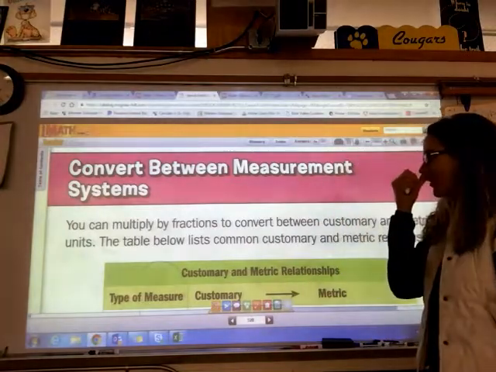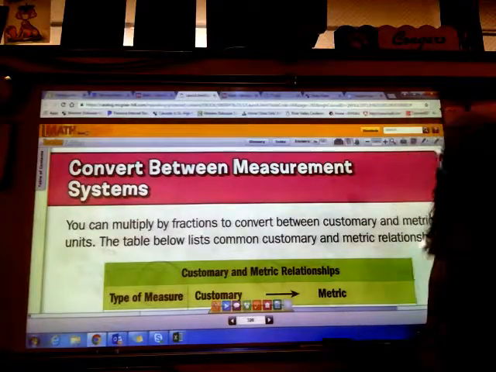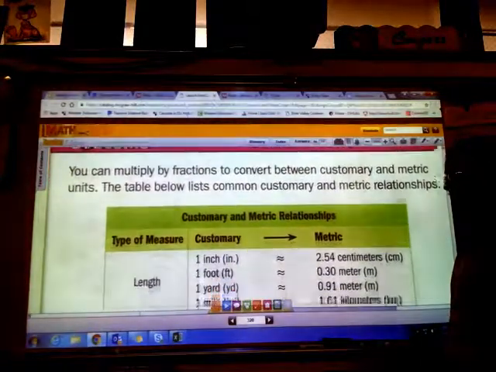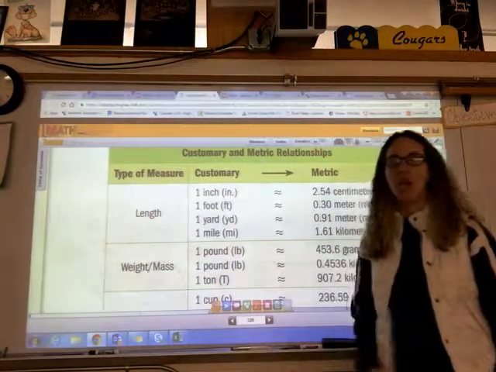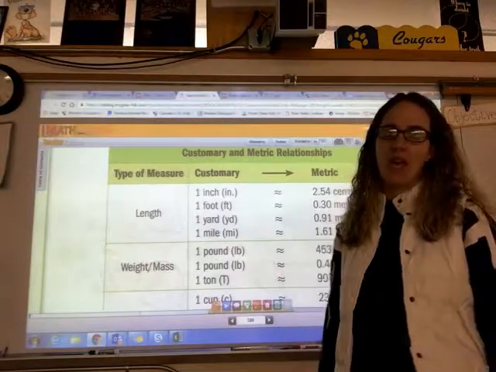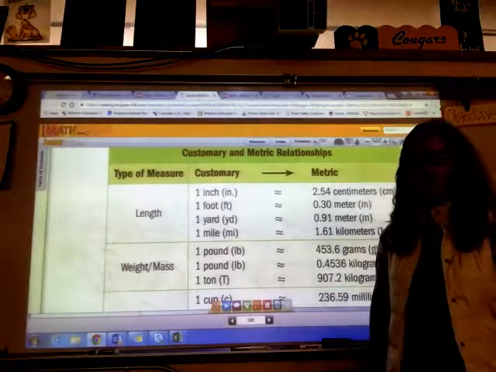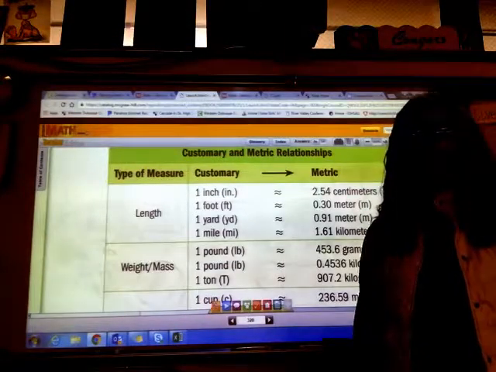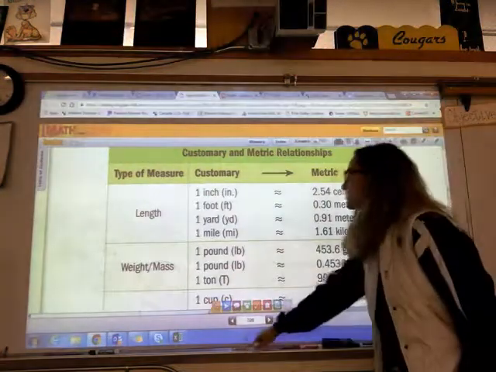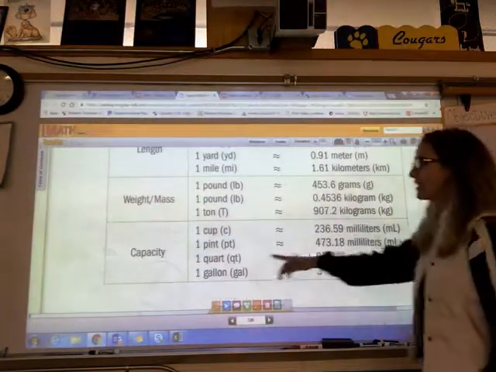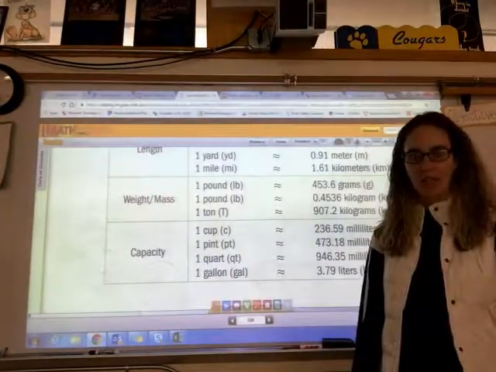As we take a look at our lesson for today, we're looking at converting between measurement systems, okay? Hopefully you guys all know that in the United States, we use what we call the customary system in terms of measurement. Customary system meaning when we measure things, for example, if we measure length, we're going to measure in inches, feet, miles. When we measure weight, we might measure in ounces or pounds. And when we are measuring capacity, or how much something can hold, in the United States we tend to use cups, pints, quarts, and gallons, okay?